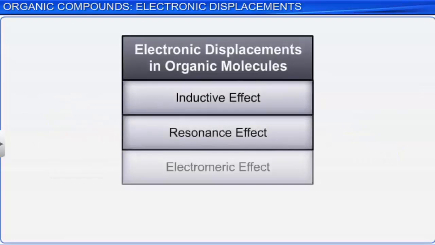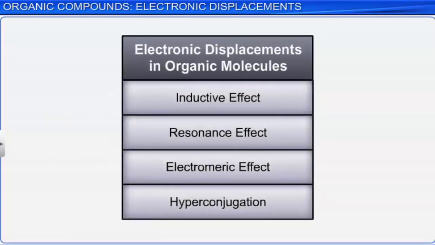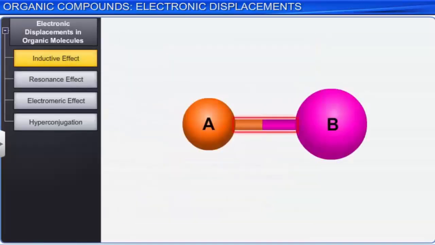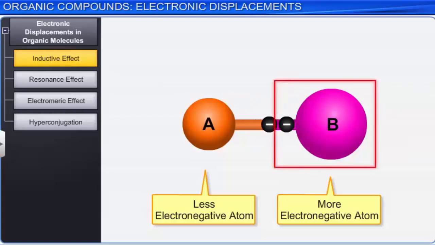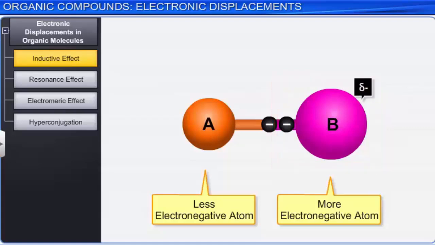The factors which influence the electron density in the substrate are inductive effect, resonance effect, electromeric effect, and hyperconjugation. Let's understand each type one by one. In the case of a covalent bond between two atoms of different electronegativity, the electron density shifts more towards the more electronegative atom of the bond. The electron shift polarizes the covalent bond, leading the more electronegative atom to acquire a partial negative and the less electronegative atom to acquire a partial positive charge.